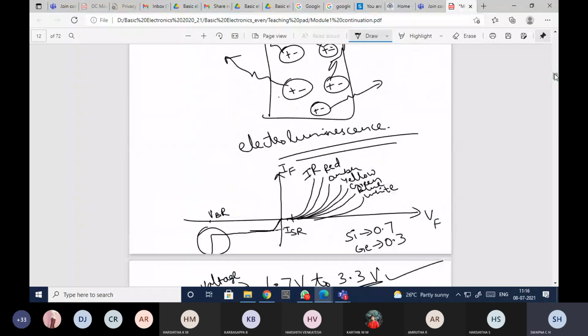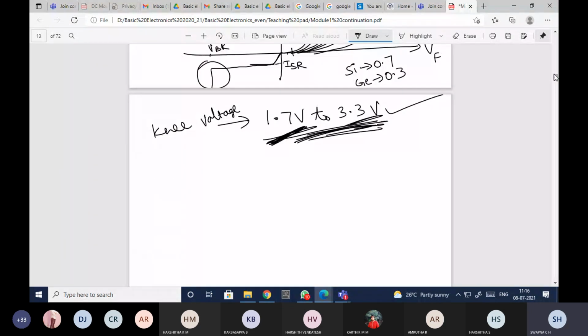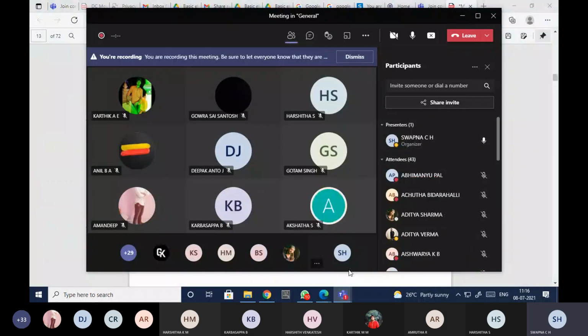Hope this LED is clear to you. Is this LED clear to you? LED working and its principle, everything is clear? Yeah.